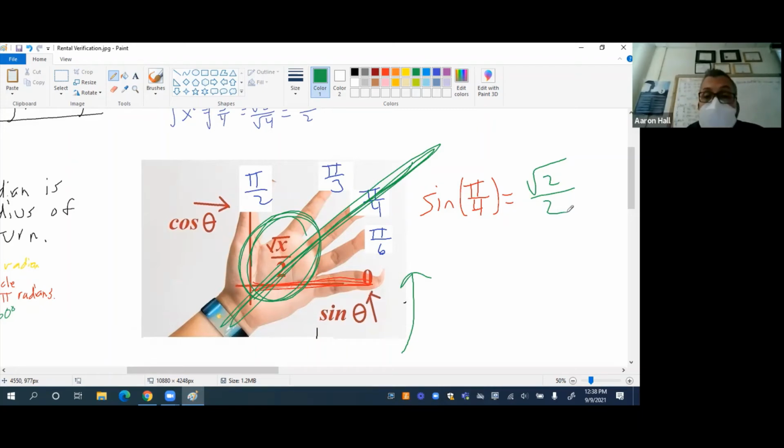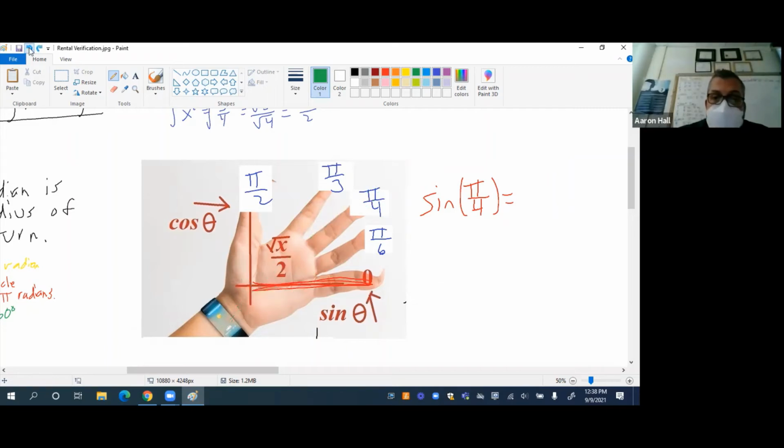Let's do another one. Let's go backward. Let's get rid of all my lines here. Okay, this turns out to be the square root of 2 over 2, right? All right, what is cosine of pi thirds?